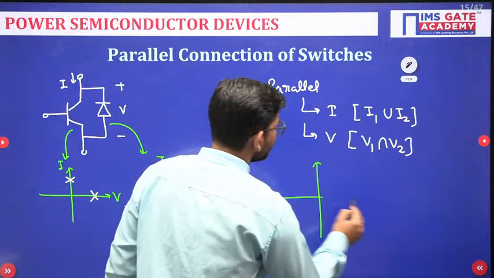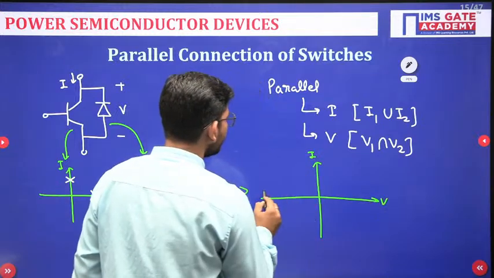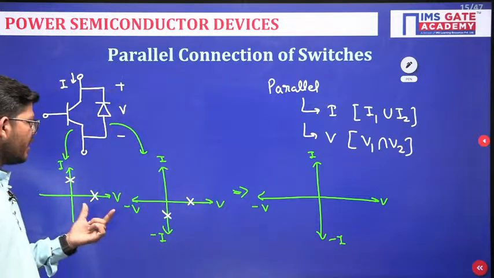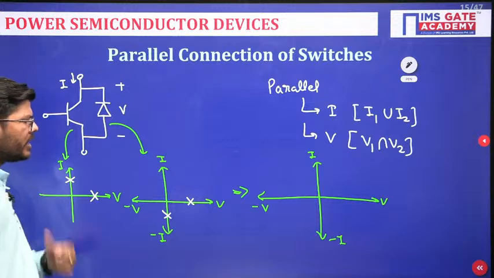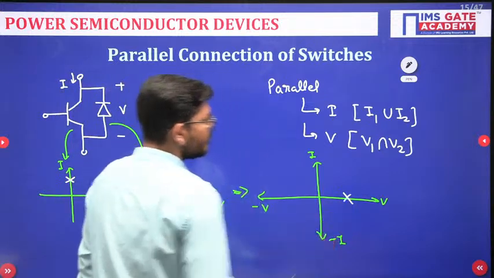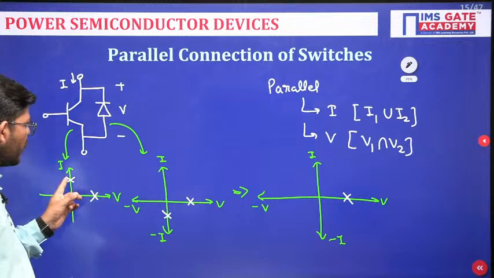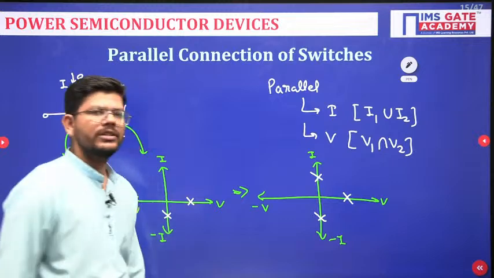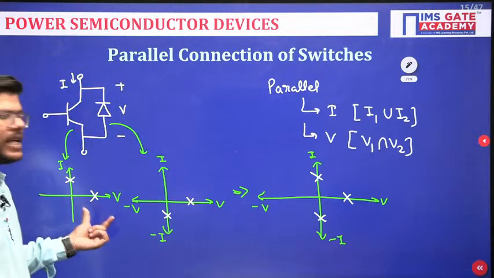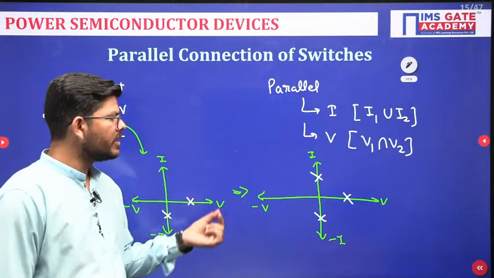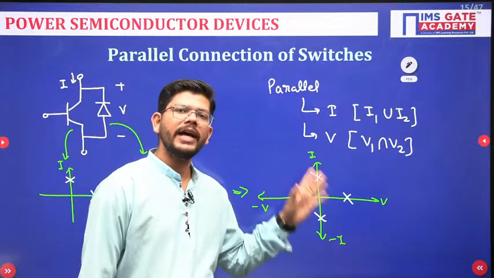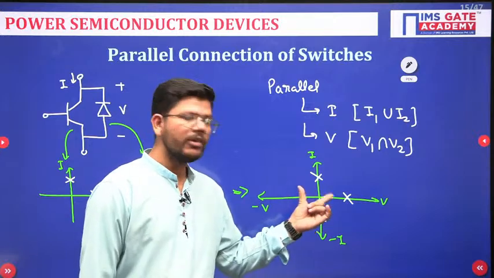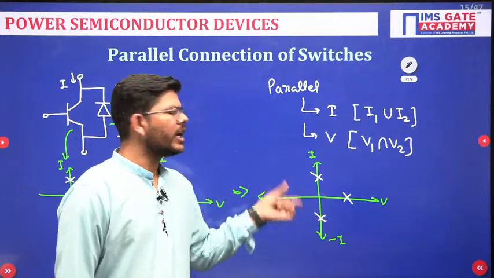So we have to take the common voltage. What is the common voltage here? Positive. But we have to take both the currents, so we have positive and negative current. BJT is unipolar unidirectional, diode is unipolar unidirectional, but the combination has now become unipolar and bidirectional. So you can use this combination in an application which requires handling one type of voltage but two types of current.